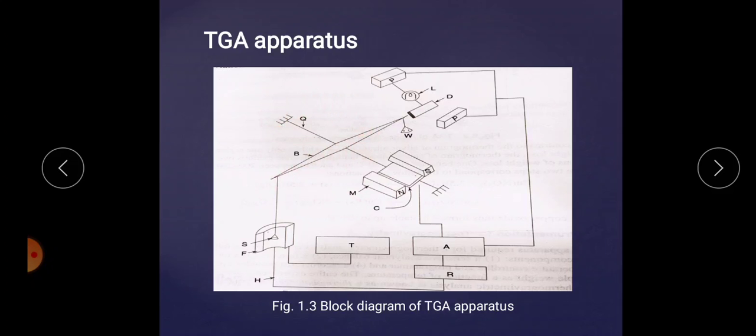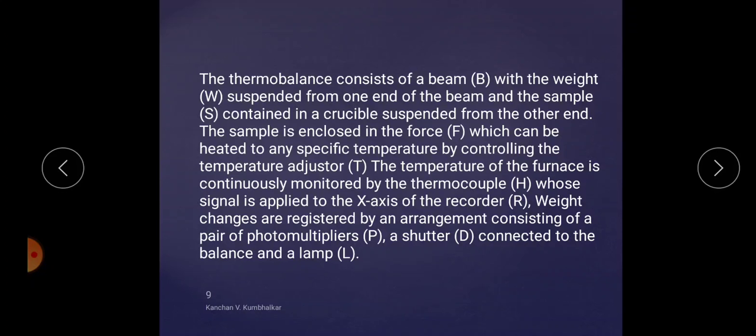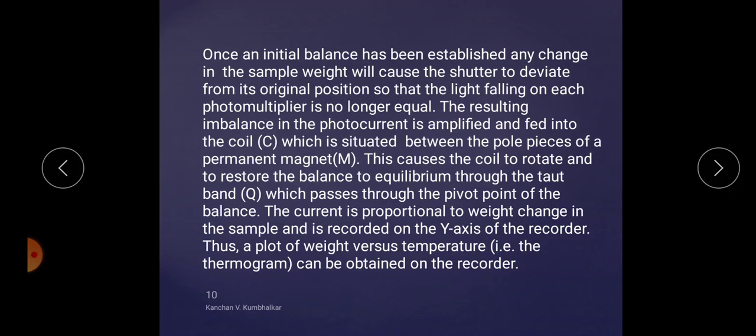through the torque balance Q, which passes through the pivot point of the balance. The current is proportional to the weight change in the sample and is recorded on the y-axis of the recorder. Thus, a plot of weight versus temperature, that is the thermogram, can be obtained on the recorder. This is the block diagram of the TGA apparatus and its working in short. This is the overall explanation and its working.